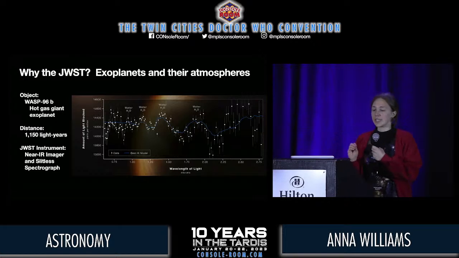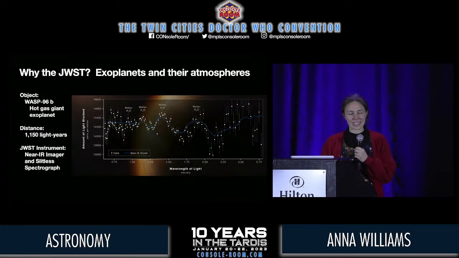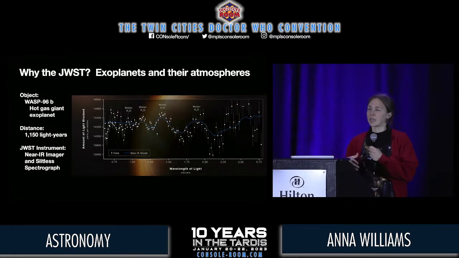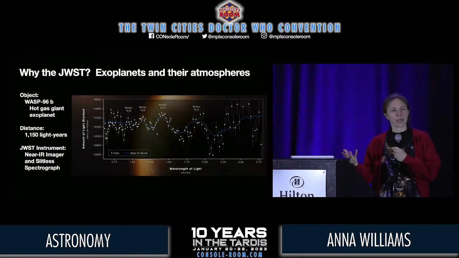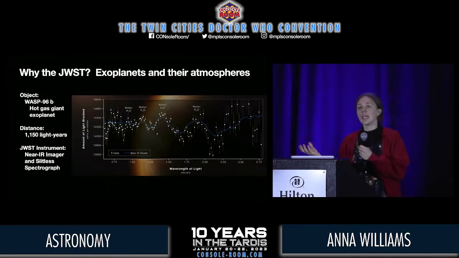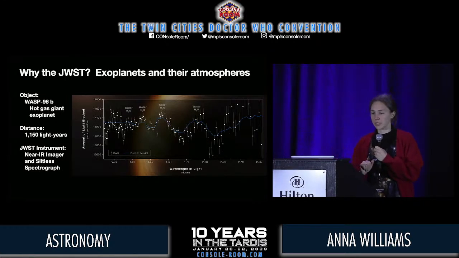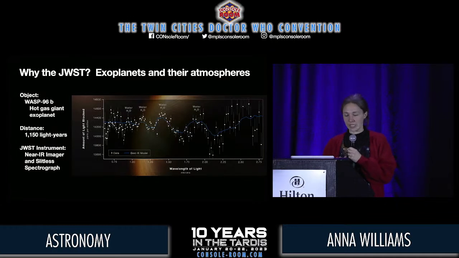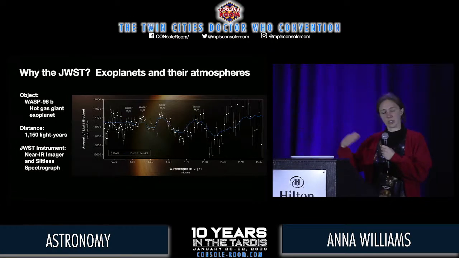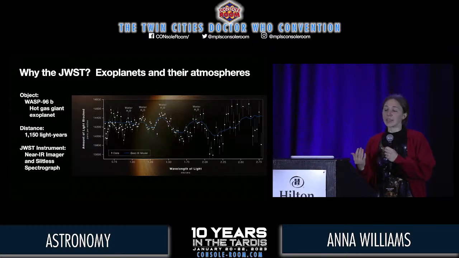And this is WASP 96b. It is a hot gas giant, which means it's going to be something like Jupiter or Saturn, but it's hot, which means that it's close to its star, okay? So it's going to be orbiting closer to its star than either Jupiter or Saturn do here in our solar system. It's located 1,150 light years away, so we're starting to look further back in time now as we go through these objects. And it's using the near-infrared imager and the slitless spectrograph.